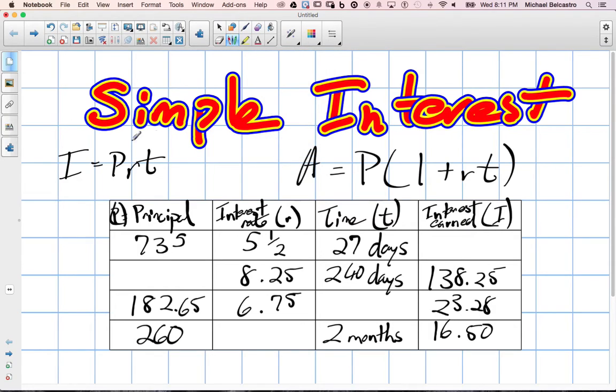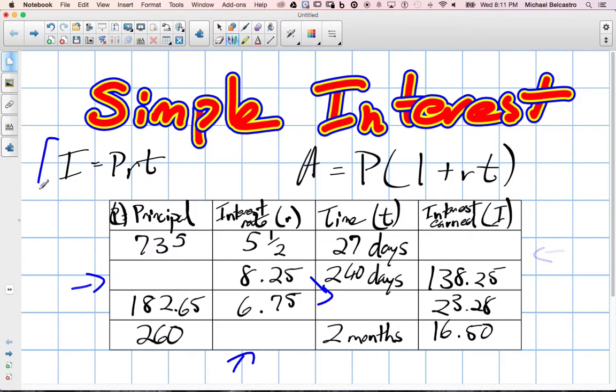We're going to look at simple interest. So we've been given a simple interest chart, and what it's setting up is a question where we have to solve for interest earned, we have to solve for principal, we have to solve for the interest rate, and we have to solve for time. So every part of the formula, okay?